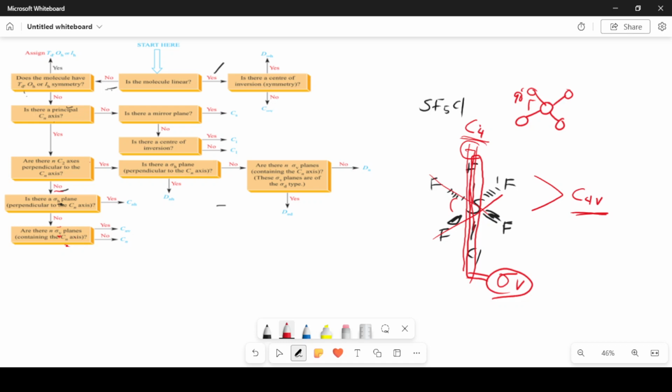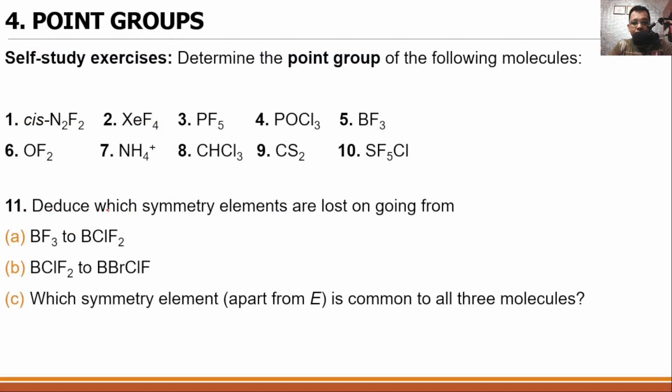So, for number 11 of the PowerPoint presentation, actually, this is quite simple. So, we have BF3 daw. So, ano ba mga symmetry elements natin dito? We have C3, we have C2, we have sigma h, and we also have sigma v na tatlo. Ayan. Nalaman ko yun through practice. Ayan, through practice yun. So, 3 C2. Ayan. So, it's for letter A.